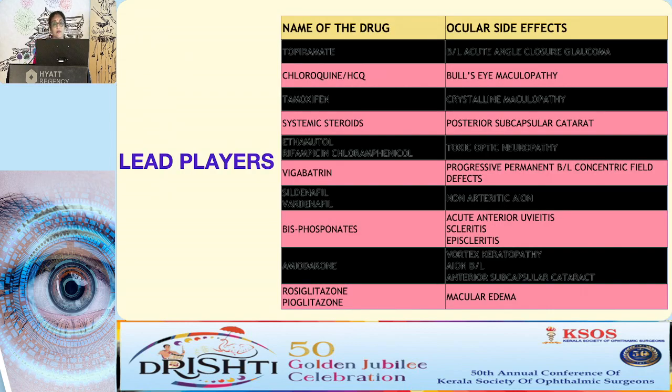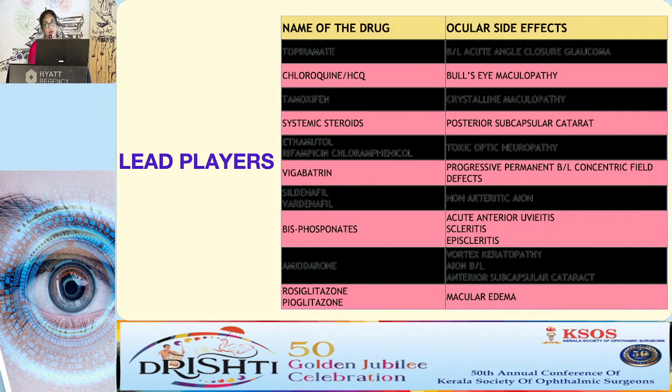So let us see the name of the drug and the ocular side effects they produce. Topiramate, as you all know, is an anticonvulsant drug, causes bilateral acute angle closure glaucoma. Chloroquine, HCQ, causes bullseye maculopathy. Tamoxifen, given for breast cancer, can result in crystalline maculopathy. Systemic steroids, which we are giving very commonly, lead on to posterior subcapsular cataract. Ethambutol, rifampicin, chloramphenicol lead on to toxic optic neuropathy. Vigabatrin, again an anti-epileptic drug, can result in progressive permanent bilateral concentric visual field defects. Sildenafil and vardenafil, erectile dysfunction agents, can result in non-arteritic AION.